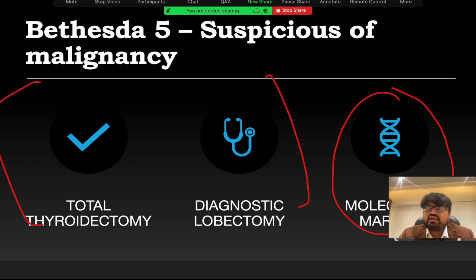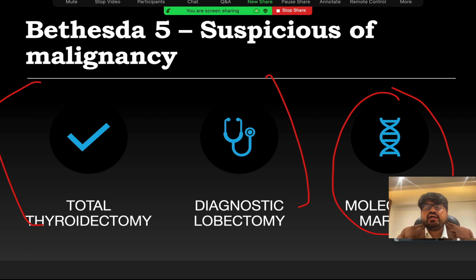We either directly send the patient for a thyroidectomy, or we do a diagnostic lobectomy. So when you have Bethesda 5, you need to start talking to your surgeon. Generally, we send this patient to head and neck oncosurgeons. So start the process of dialogue with the surgeon, send the patient to visit the surgeon.